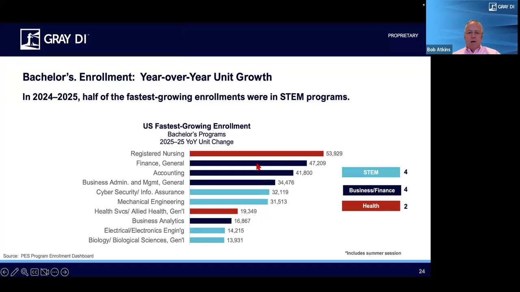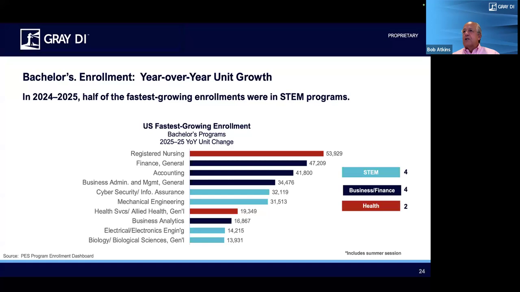Business and finance had four programs make this list. First, finance general, accounting, and then business administration and management. That one is very strong in this set of data. Business analytics also up 16,000. We have a couple of STEM fields. There's cybersecurity, no surprise there. Mechanical engineering, though, is a bit of a surprise. Very tough program, often constrained in terms of admissions.